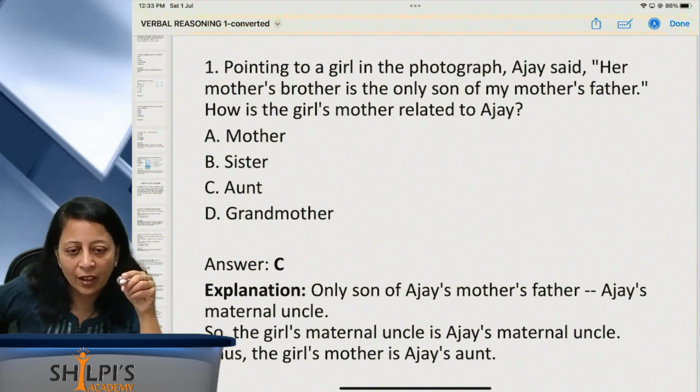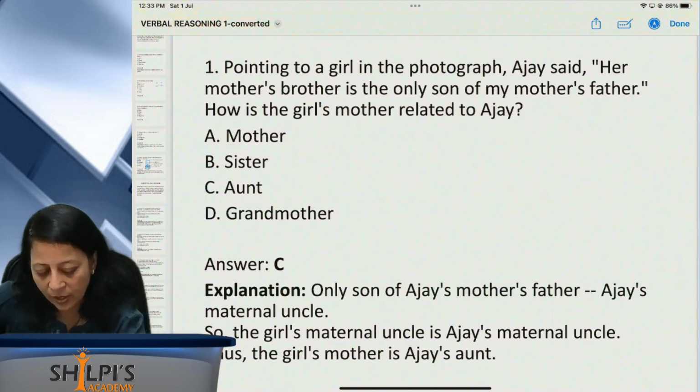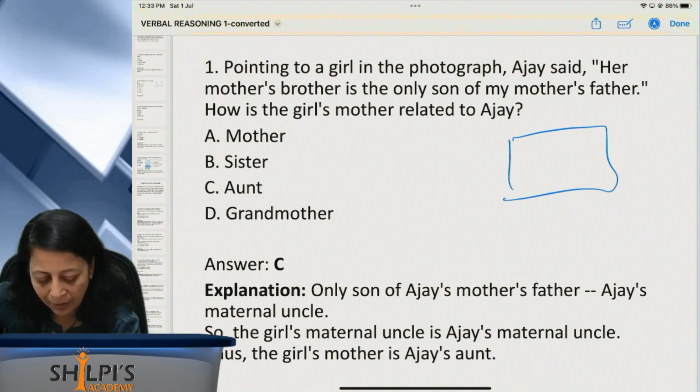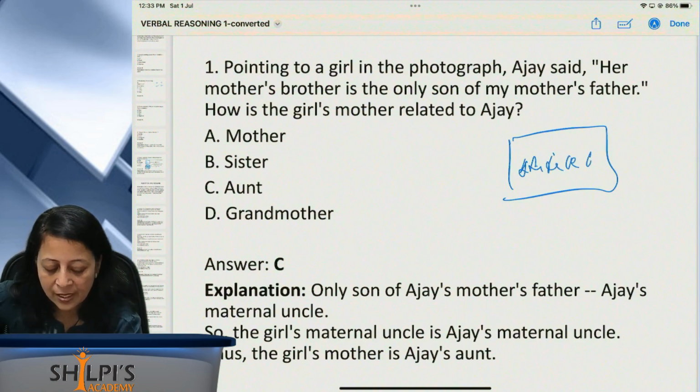Pointing to a girl in the photograph, Ajay said. Okay, so there is a family photograph. There are a few people involved in this. So Ajay is seeing a girl. Okay, pointing to a girl in the photograph, Ajay said. Okay, he sees a girl and he is telling about that person.